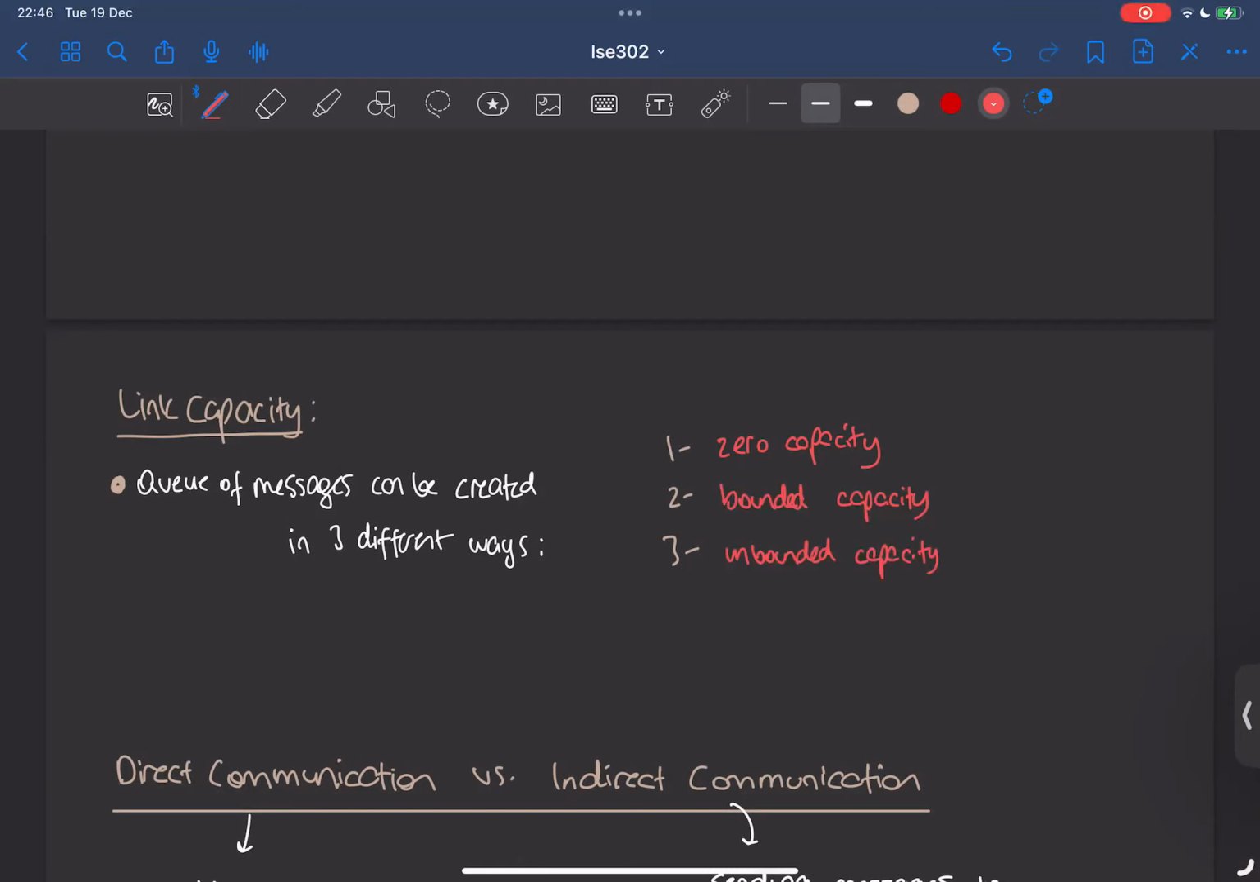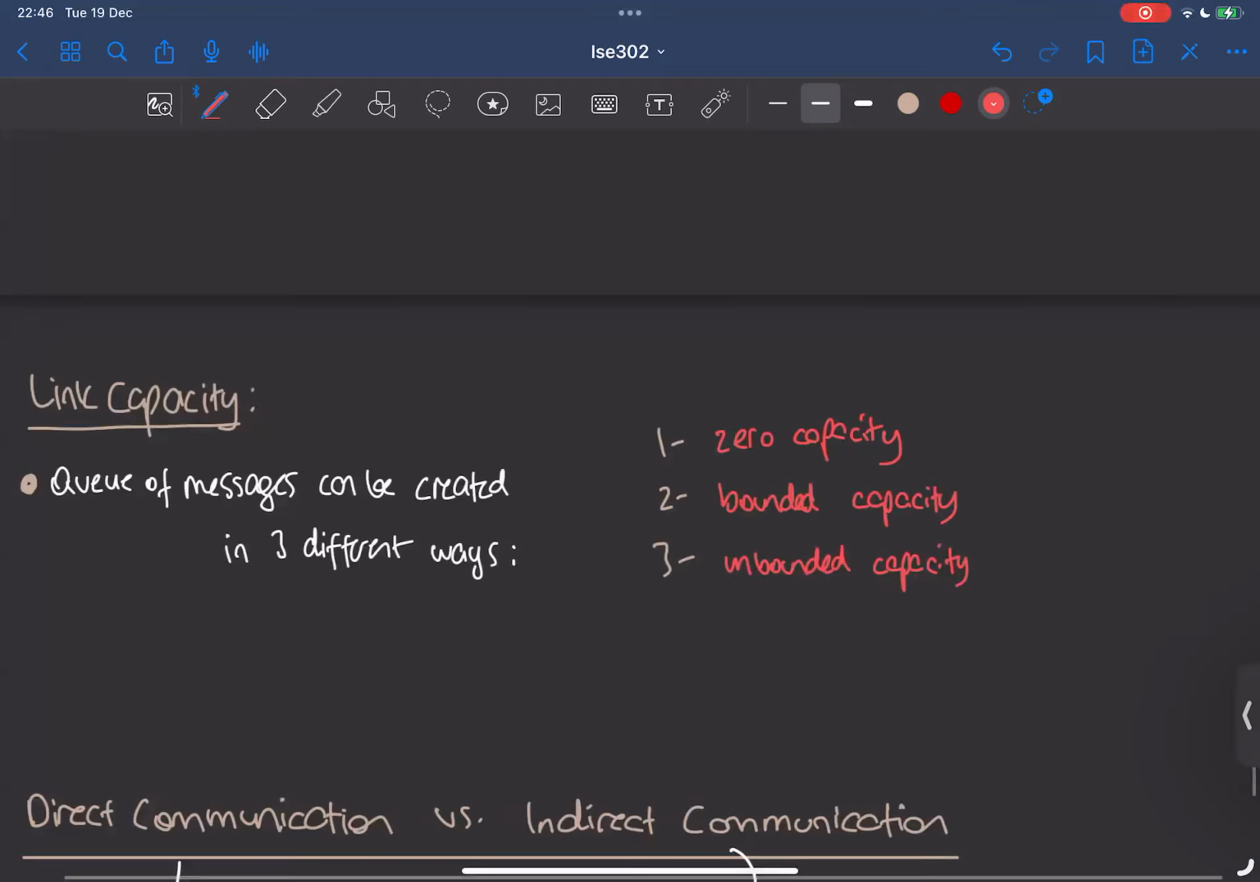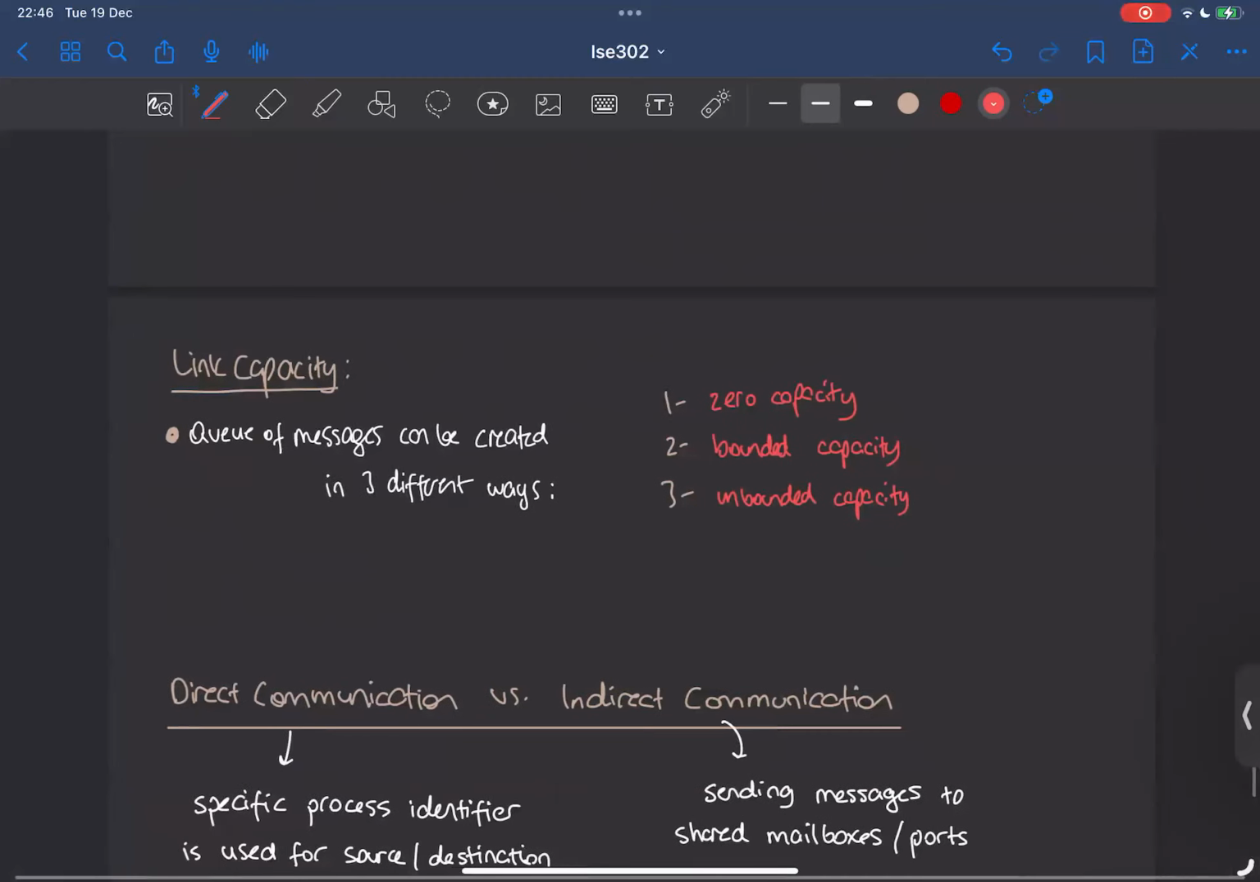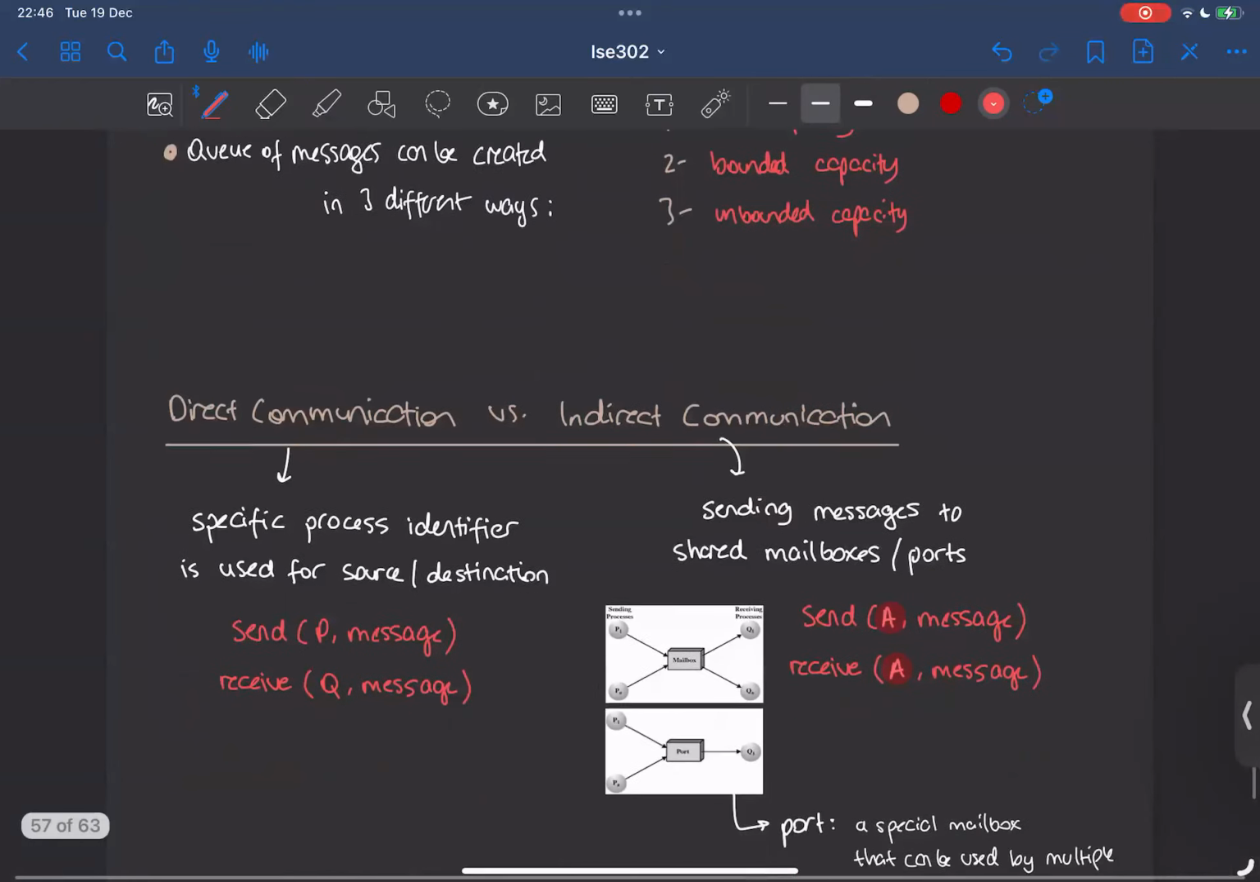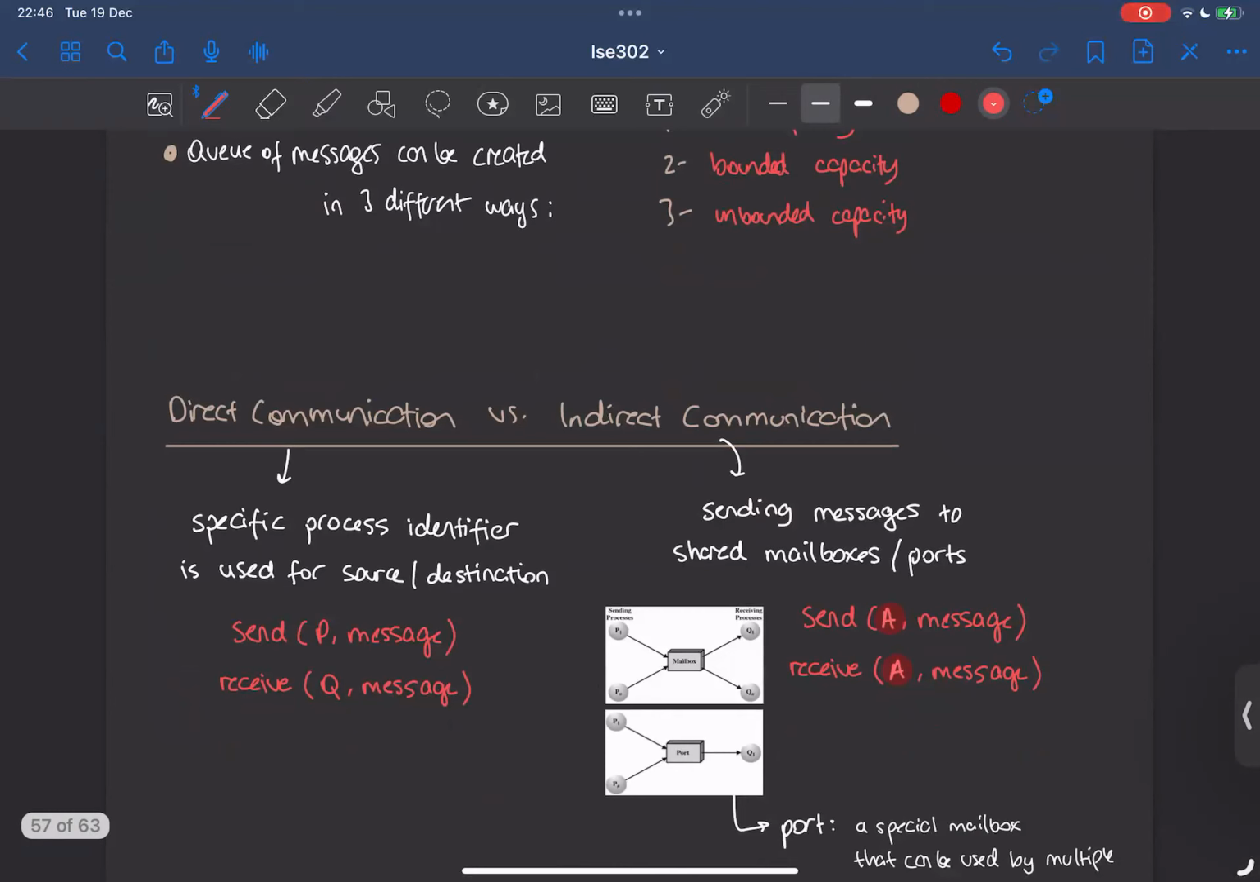And it denotes an indefinite queue length so that the sender never has to stay waiting. Overall, the implementation method selected, zero, bounded, or unbounded, determines the sender-receiver interaction dynamics. There are also several ways to initiate a communication link, direct communication or indirect communication.